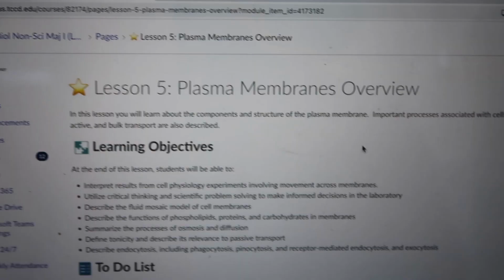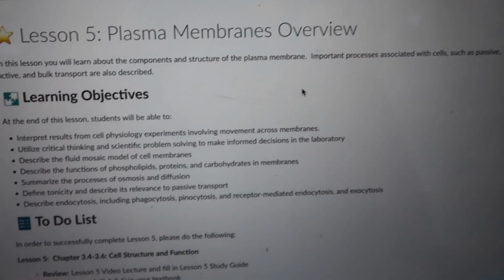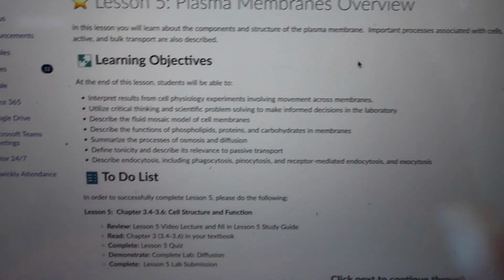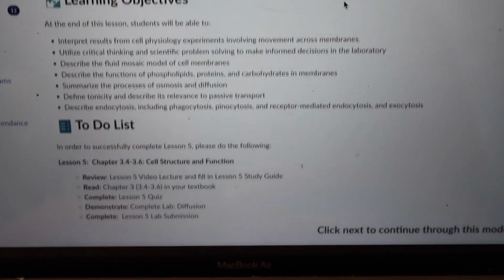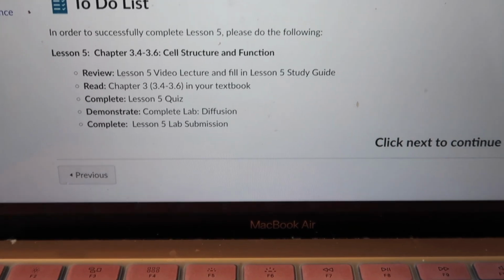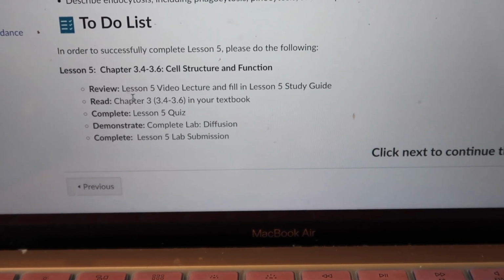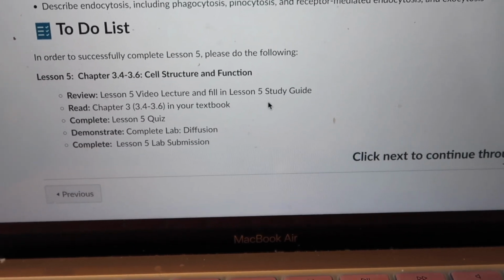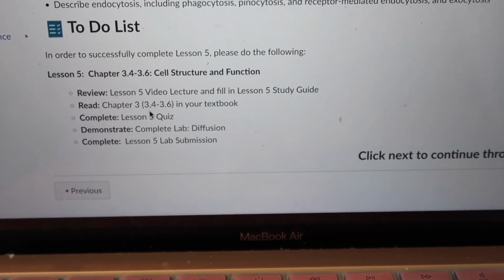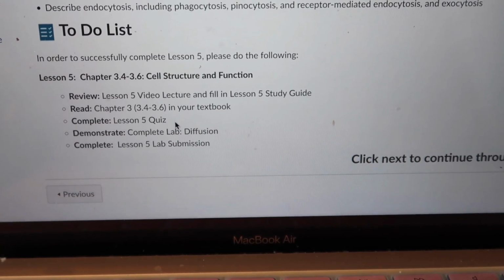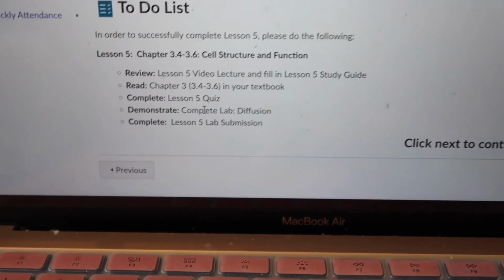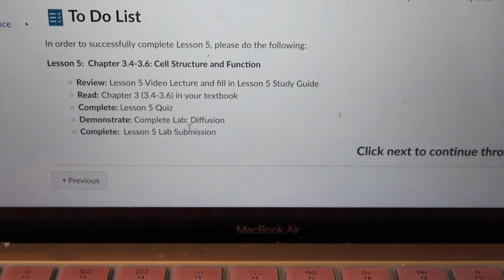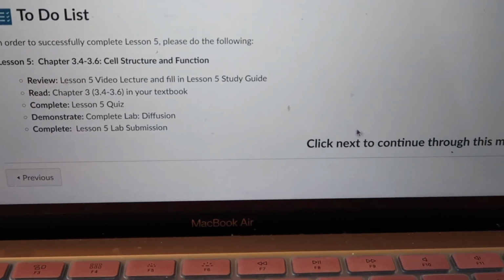So for today we are on lesson 5, plasma membranes overview, and I'm sure nobody's gonna sit here and read it. I'm sure you have a class of your own, but here is the to-do list that we have today. We need to review lesson 5 videos and fill out the lesson 5 study guide. We need to read chapter 3, 3.4 to 3.6 in my textbook. We need to complete the quiz. We need to demonstrate the lab diffusion, and then the lab 5 submission.